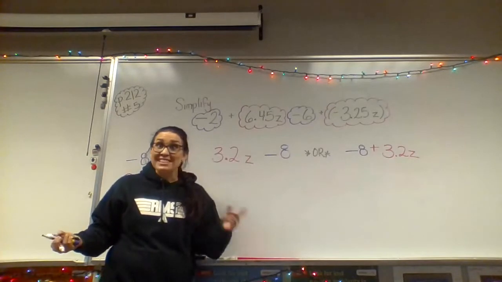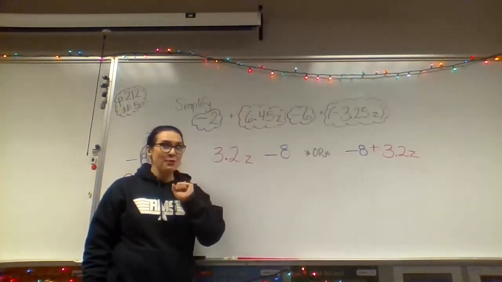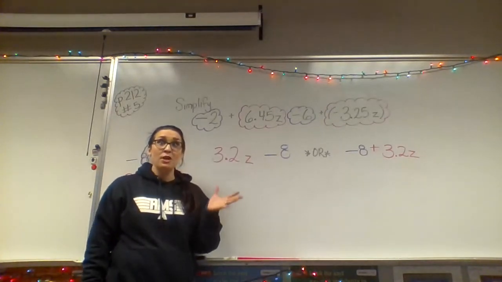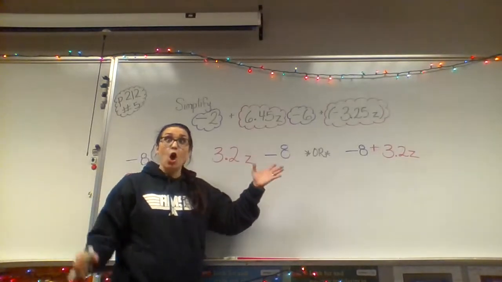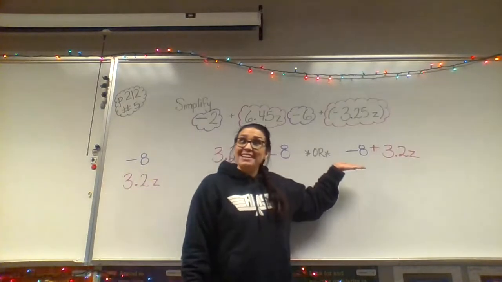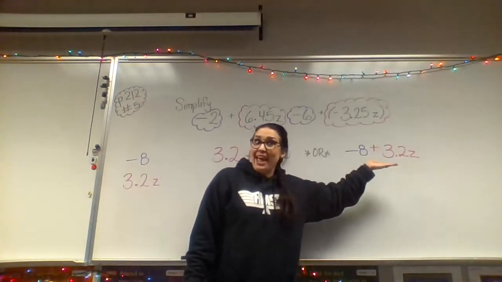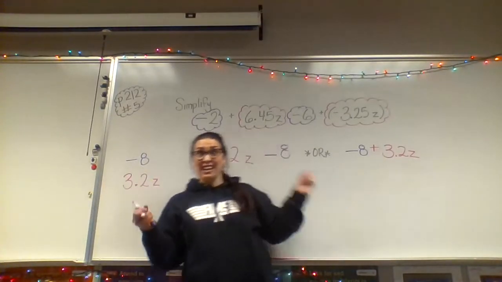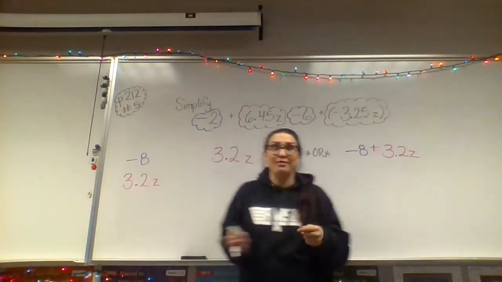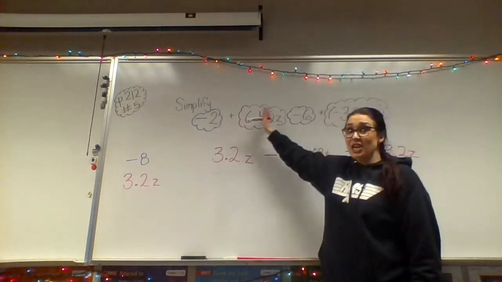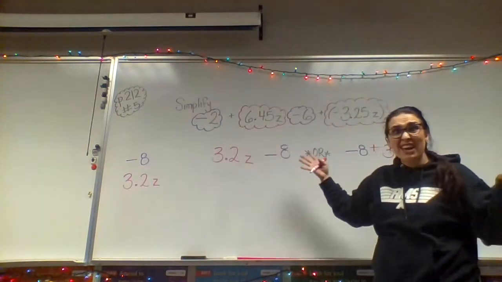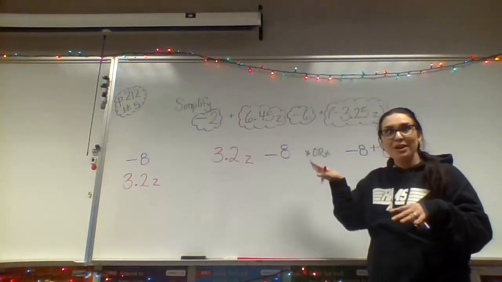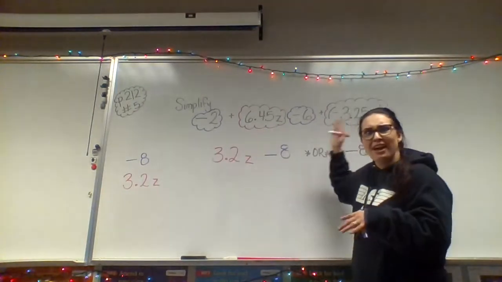So my friends, great job. There's two different ways that you could write this expression. You could either say 3 and 2/10 z minus 8, or you could say -8 plus 3 and 2/10 z. Again, they're all equivalent, right? So we did not change the value at all, my friends, right? We just changed the look of it. We gave it kind of a shortcut so that we can actually solve this without having all those other steps.